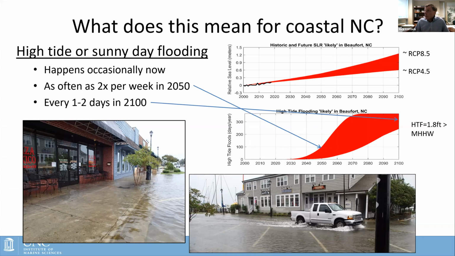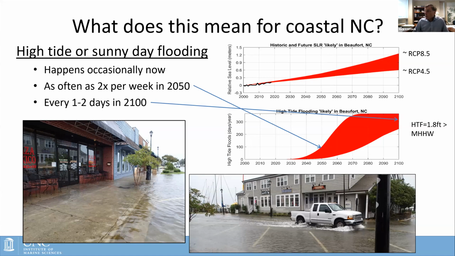But if we look at that range and then look at what the implications are on just this high tide flooding, whereas again, early in the 2000s, just a handful of times a year doesn't really show up on this plot. By the time we get to 2050, we're in the range that it may be as often as 100 days a year, 1 to 2 days a week even.